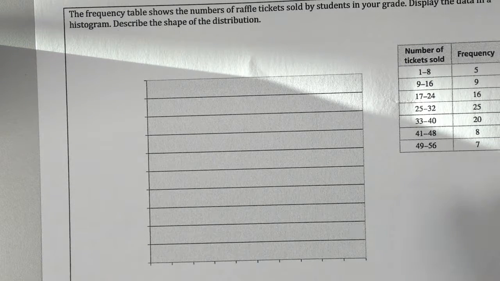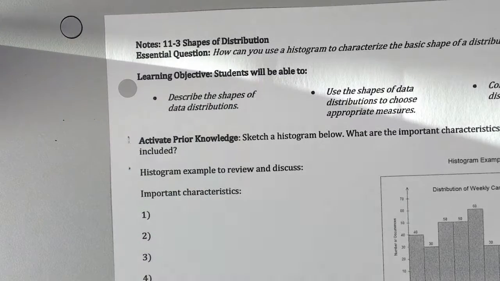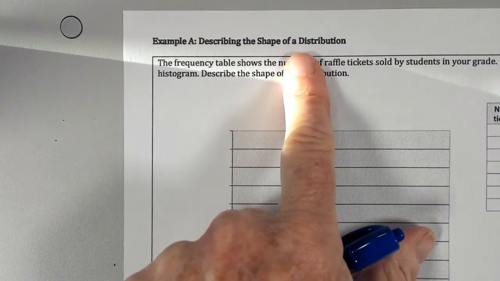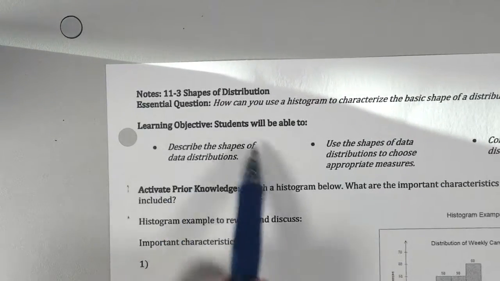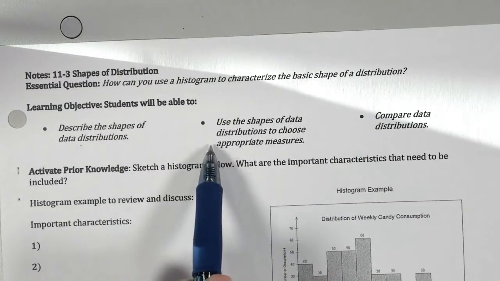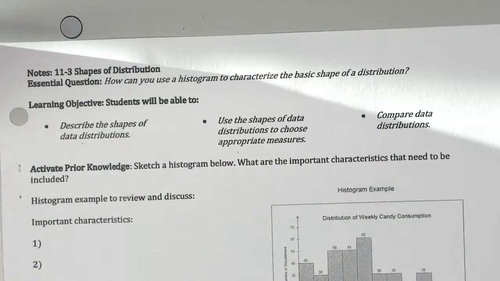So in this second video, I'm going to continue with my work on lesson 11-3, and I showed you yesterday how to describe the shapes of data, and we did an example A, which we described the shape using a histogram. So I want to go back up here, and we've already described the shapes. Now we're going to use the shape of data to choose appropriate measures. That's what we're going to do in example B today.